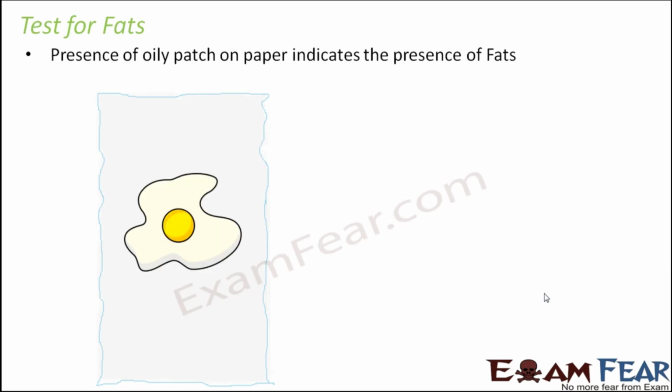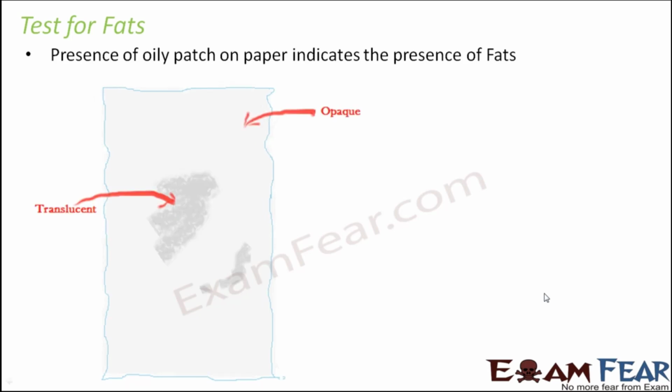So let's say you have taken a fried egg. You have fried the egg in a sufficient amount of oil, and now you have kept that fried egg on a piece of paper, and you wrap the fried egg with this piece of paper. Now after some time, you remove the egg from there and you allow the paper to dry. What happens? You see that the portion of the paper where the egg was kept becomes slightly translucent.